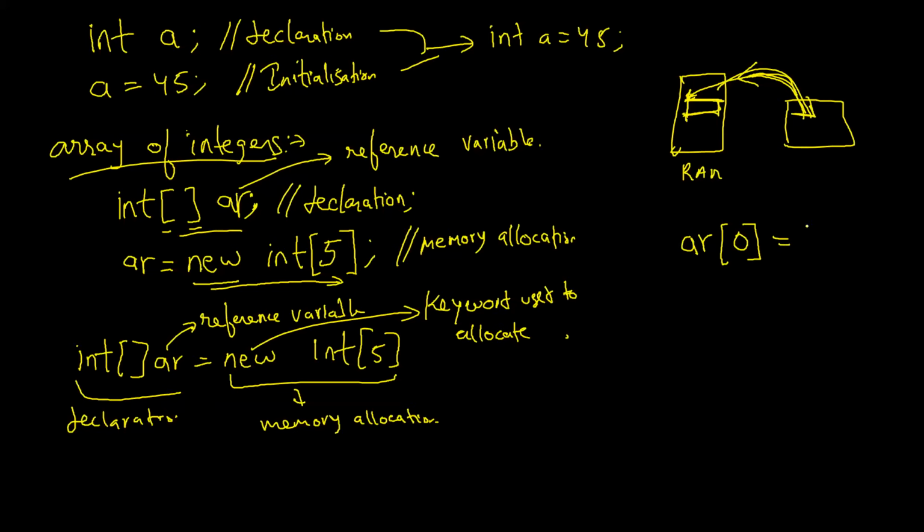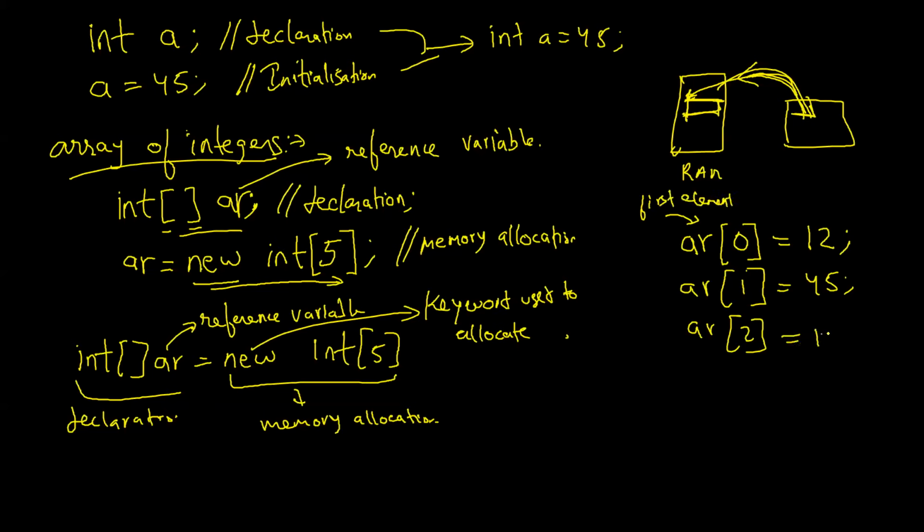Let me put some value inside it, that is 12. The second element is 45. Third element, this is how you will be accessing, 125. Similarly arr[3] is 150. arr[4], that is n minus 1, will be the last element, that is 59. So if I created a size 5 array, I can access the elements in this way.